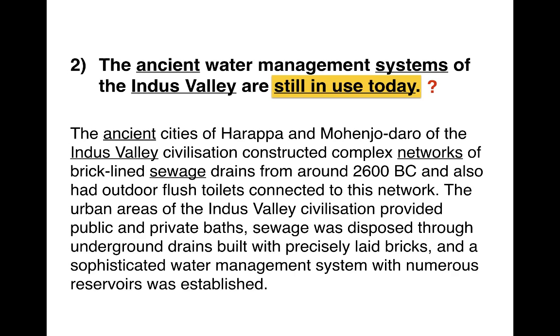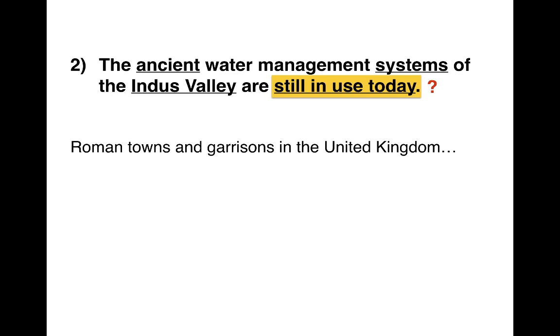The urban areas of the Indus Valley civilization provided public and private baths. Sewage was disposed through underground drains built with precisely laid bricks, and a sophisticated water management system with numerous reservoirs was established. Still nothing about today, nothing about whether these systems are still in use today. So it's looking like a not given answer for me, but just to be safe, we could quickly check the beginning of the next paragraph.